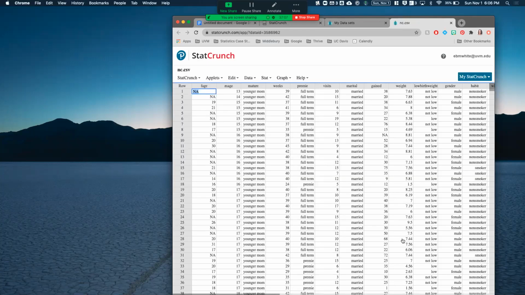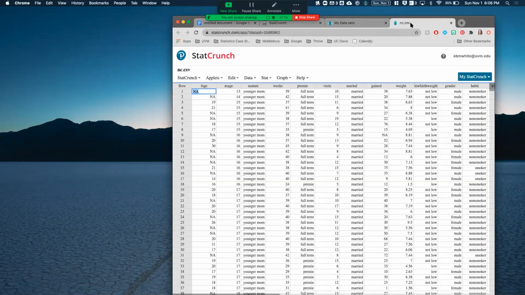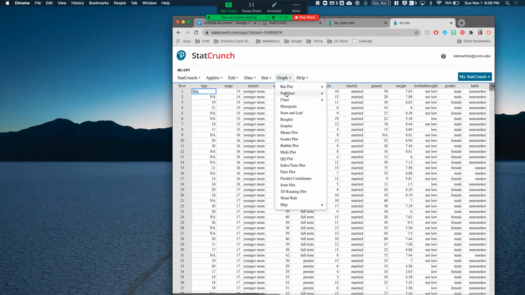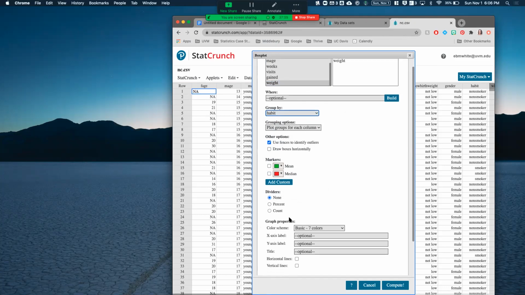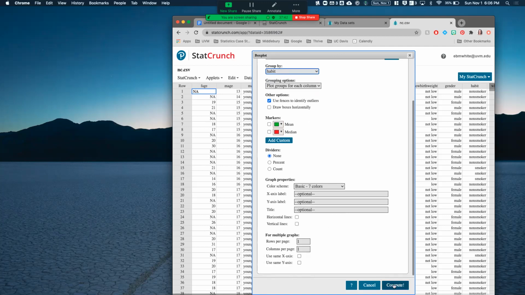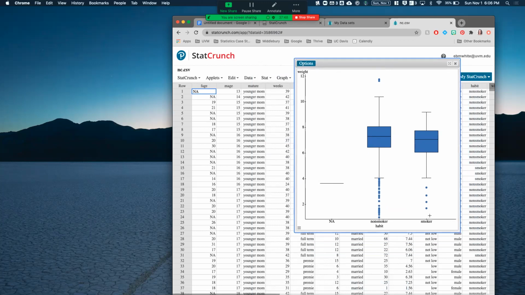Okay, and from there, there's a couple of different things that I can do. The first thing that I asked you to do is to make a side-by-side box plot of habit and weight. To do that, you can go into Graph and then Box Plot. You're going to check the Y variable, that's your numeric variable. In this case, we want weight, the birth weight of the babies. And we want it grouped by habit, so we want a separate box plot for each of the different smoking habits. You can customize some of these other things if you want to make it prettier, but let's just go ahead and compute. And you can see here that it's created a very nice side-by-side box plot, right?